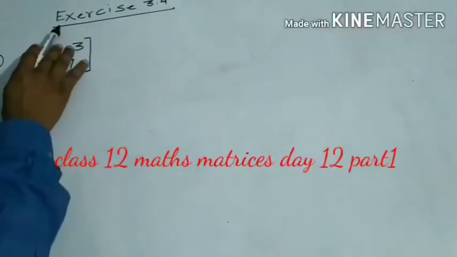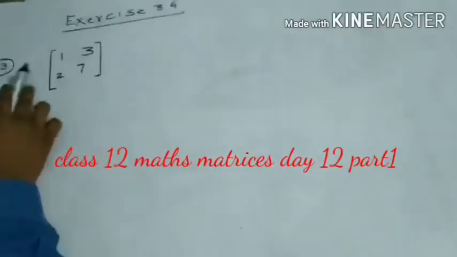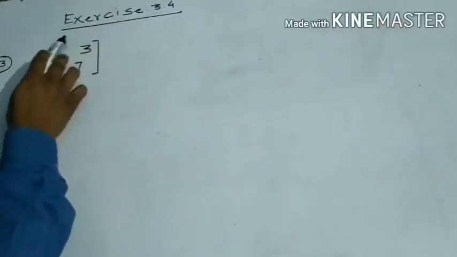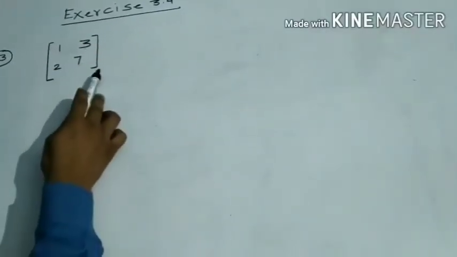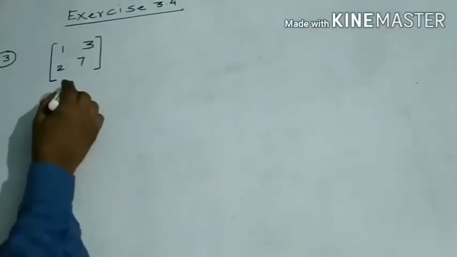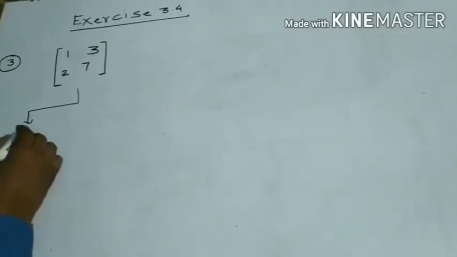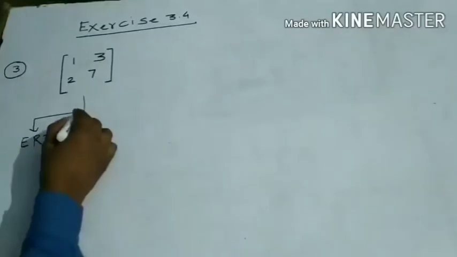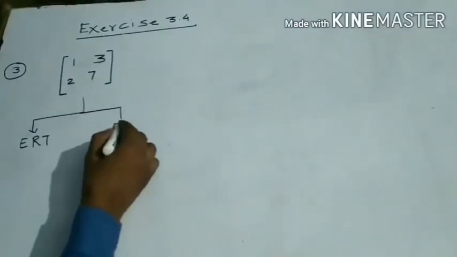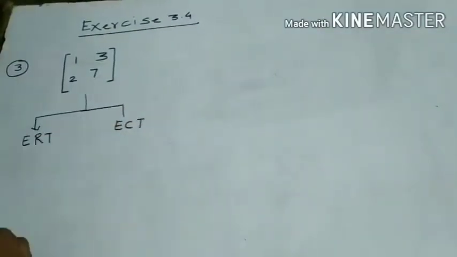Students, we are going to start exercise 3.4. This is problem number 3. We want to find the inverse of this matrix, and we know that there are two methods for finding the inverse. First, elementary row transformation, and second, elementary column transformation.